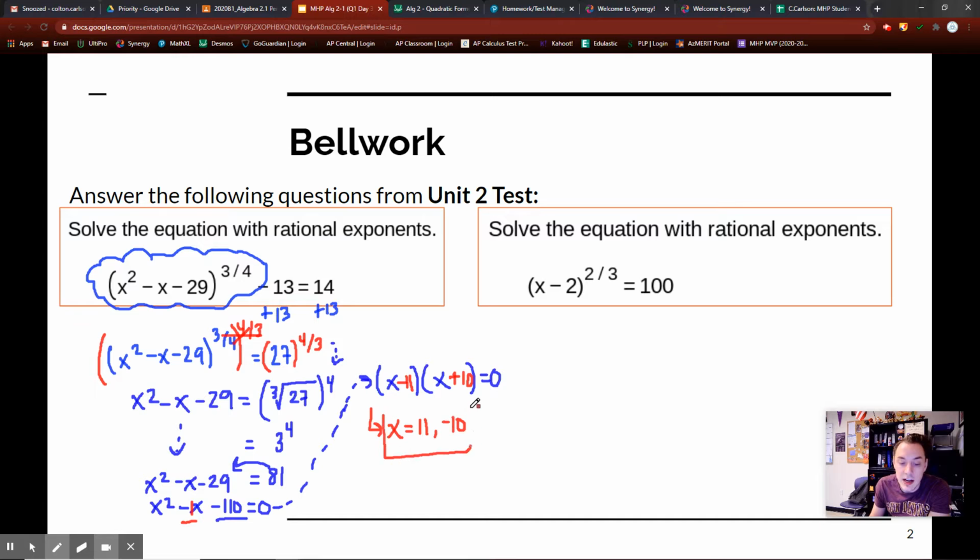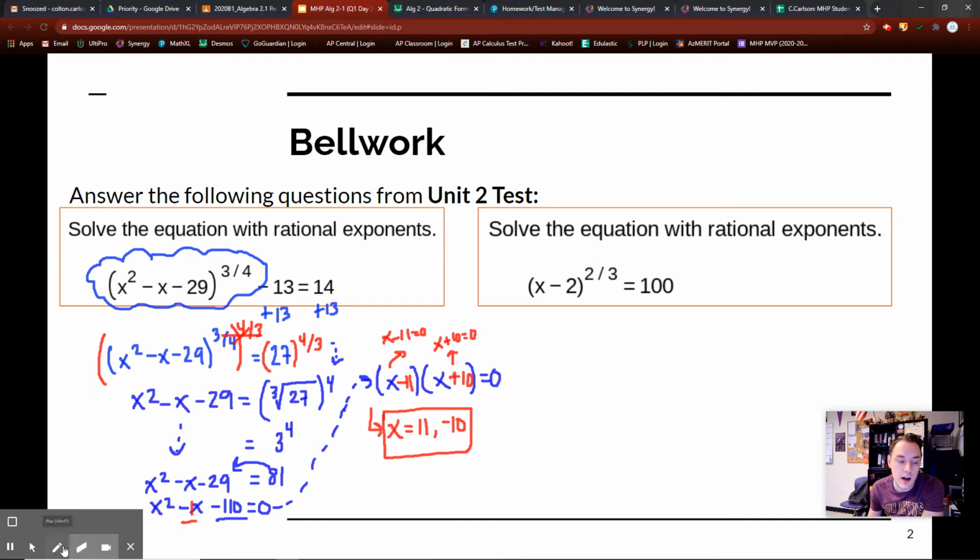I didn't show that step, but I set each of these equal to 0. That's what I did there. Okay? And then, of course, I just solved for x. Fantastic. You would originally check these, but it does work out, so you don't need to check them. Okay, this one. Let's go to town on this.